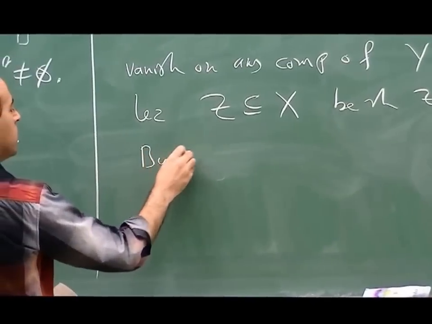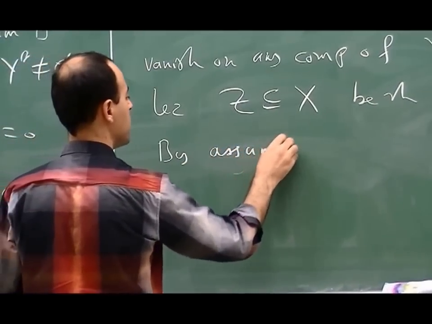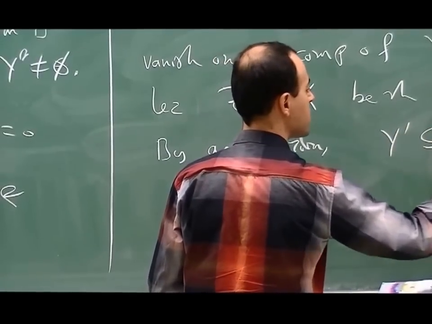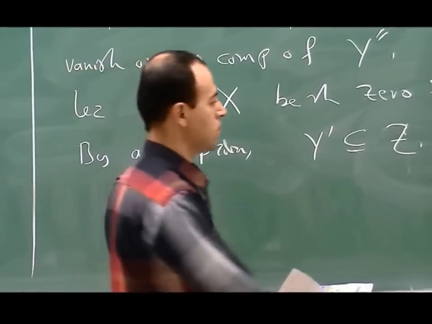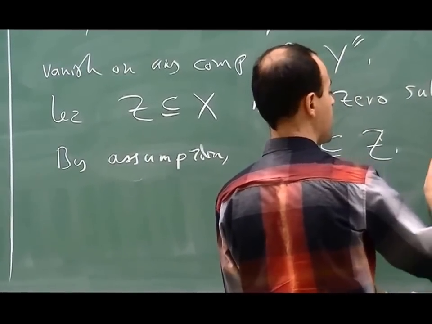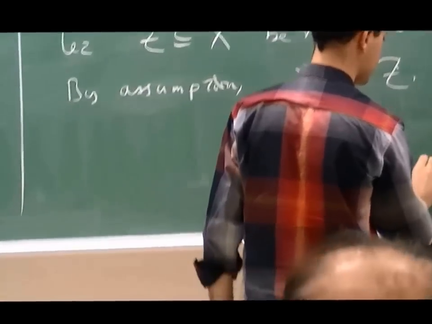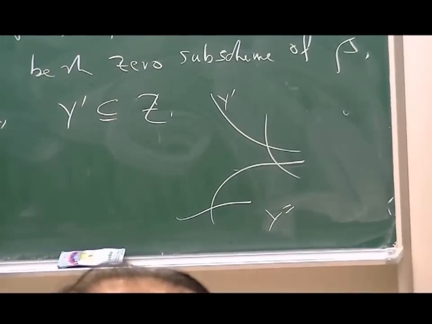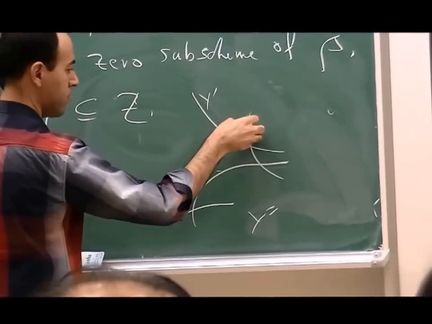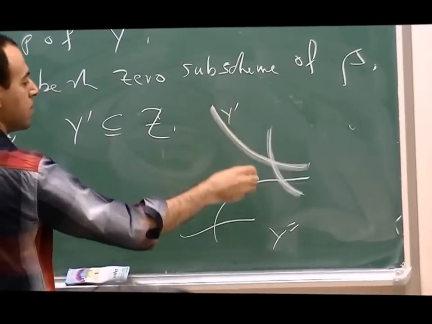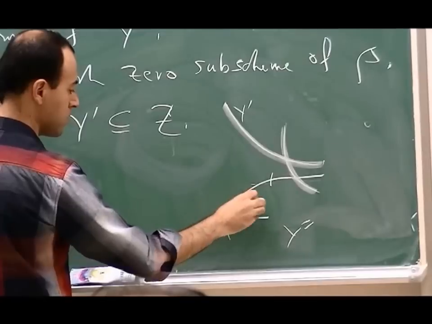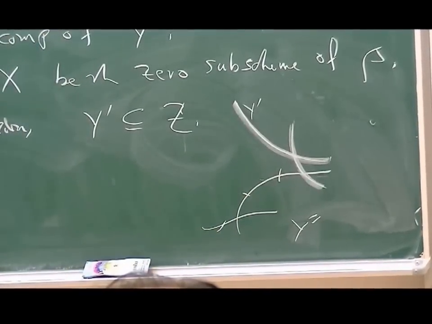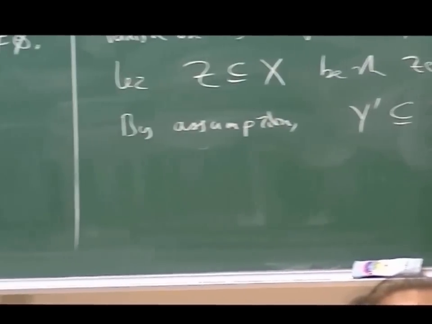Okay, so we have this closed subscheme, and by construction, the beta actually vanishes on every component of Y prime. So by construction, Y prime itself is inside this set Z. So what would happen is that you have, let's say, Y prime is something like this, and Y double prime is here. You get a closed subscheme, so it will contain the Y prime already, but maybe some other subvariety inside Y double prime. But the thing is that it will be a strictly smaller subscheme compared to X itself.